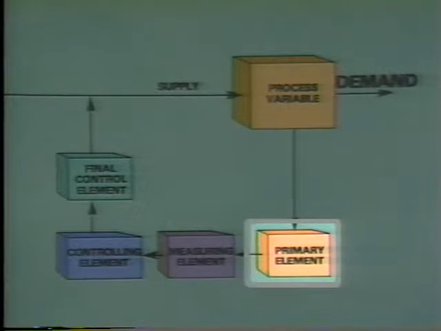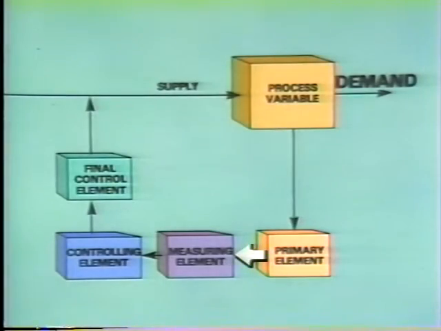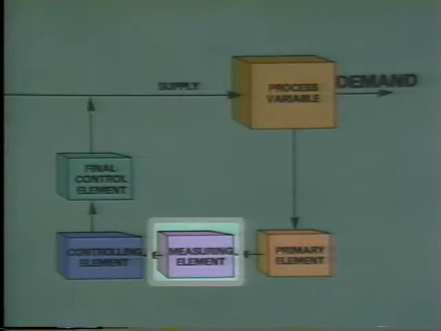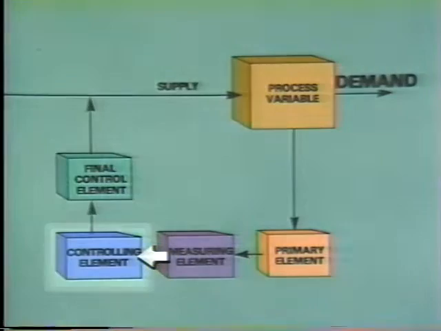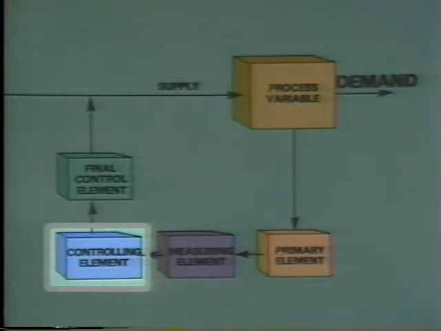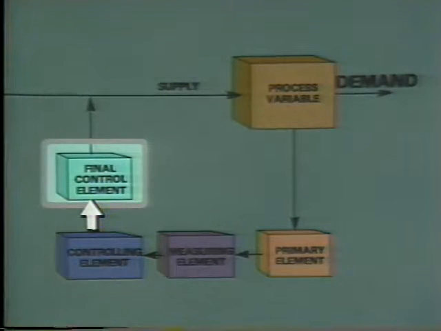The primary element in this system continuously monitors the value of the process variable and provides a signal to the measuring element. The measuring element continuously measures the value of the process variable and produces an output signal that is sent to the controlling element. The controlling element compares the signal from the measuring element to set point and produces an output signal which it sends to the final control element. And the final control element changes the signal to a corrective action.